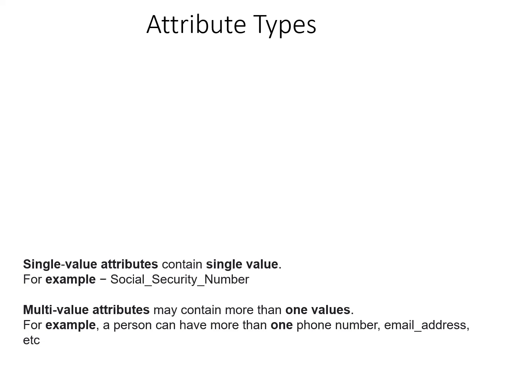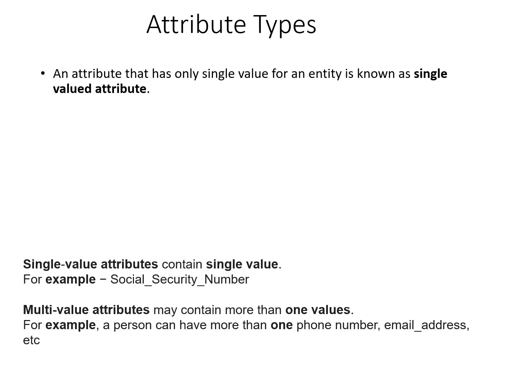Now the other attribute types are the single valued attribute and the multi-valued attribute. An attribute that has only one value is called a single valued attribute. And an attribute which can have multiple values is called a multi-valued attribute. Say, a student has a student ID. One student will be associated with only one student ID. So it is a single valued attribute.